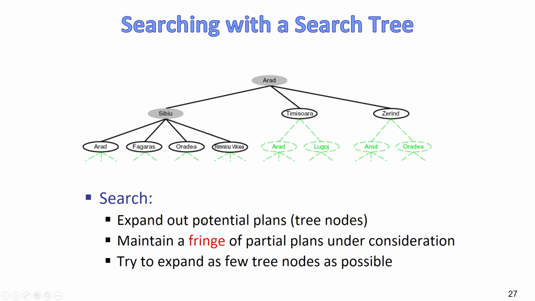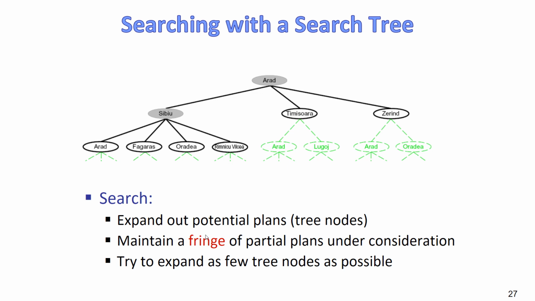So we will always expand out the potential plans, which are the three nodes, and we will maintain a fringe. We didn't say what the actual structure of the fringe is, but it's a data structure that has the set of potential plans or partial plans that will be explored in the future. And of course, in the search that we are doing, we will try to expand as few nodes as possible.